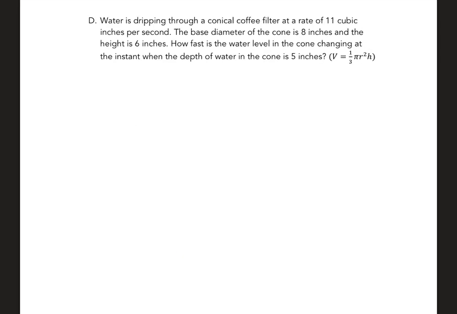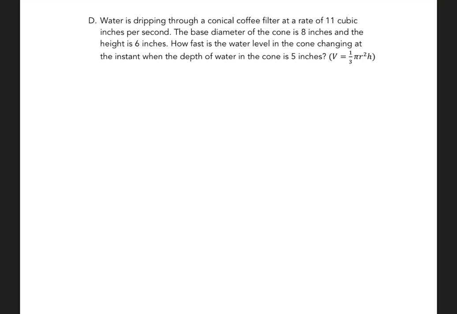Okay, next one they say, water is dripping through a conical coffee filter at a rate of 11 cubic inches per second. The base diameter of the cone is 8 inches and the height is 6 inches. How fast is the water level in the cone changing at the instant when the depth of the water in the cone is 5 inches?